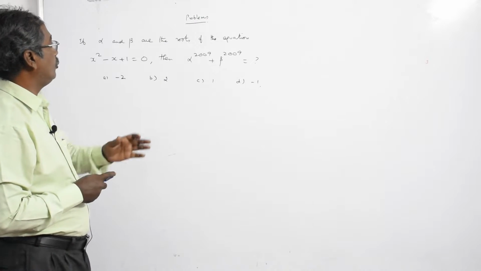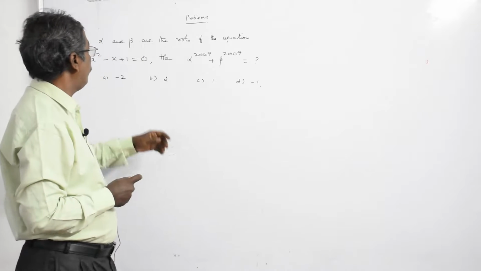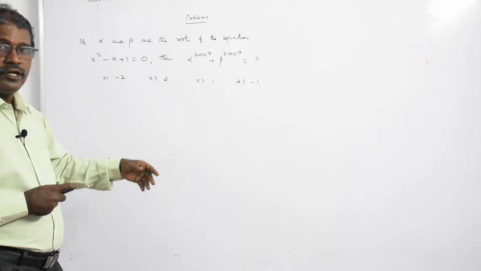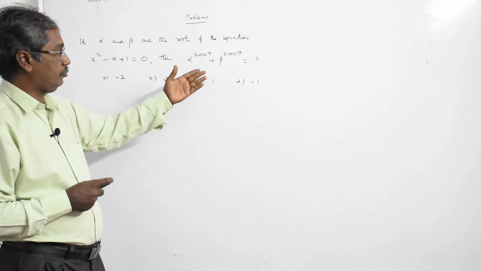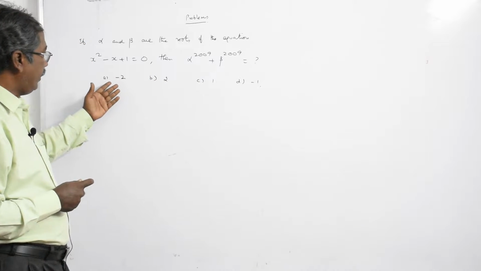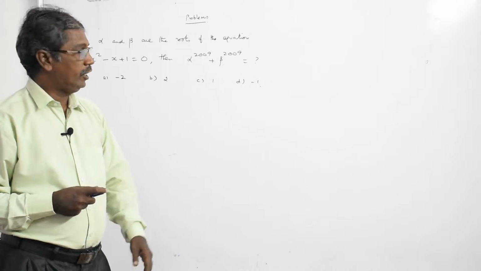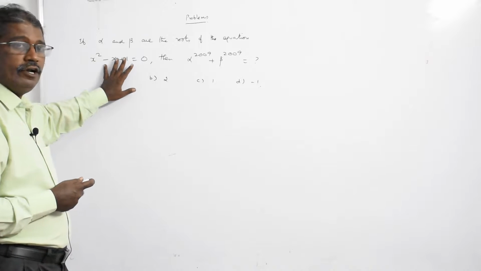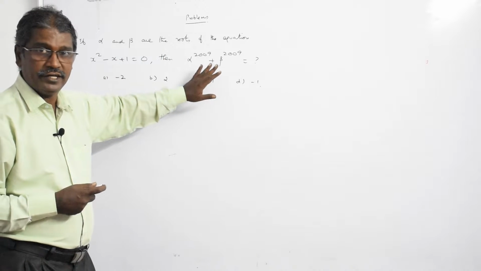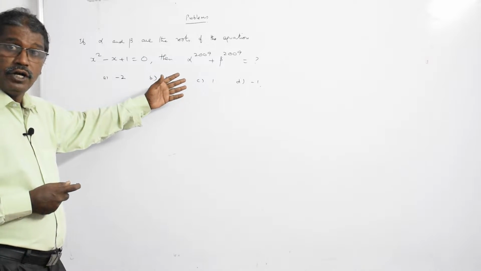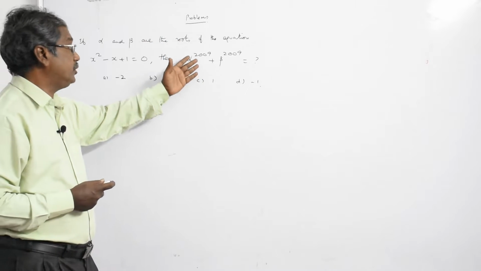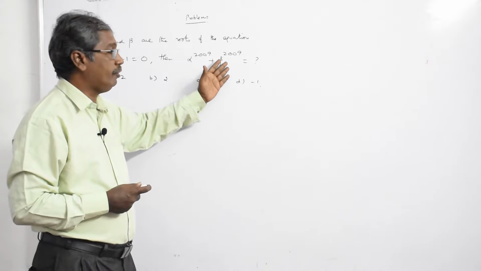Now we will see another problem in complex numbers. If alpha and beta are the roots of the equation x square minus x plus 1 equal to 0, then alpha to the power 2009 plus beta to the power 2009 is what? The given options are minus 2, 2, 1 and minus 1. Now how to solve this problem? We need to find the values of x, nothing but alpha and beta. We don't know the values of alpha, and without them it is not possible to find powers as large as 2009 for alpha and beta.